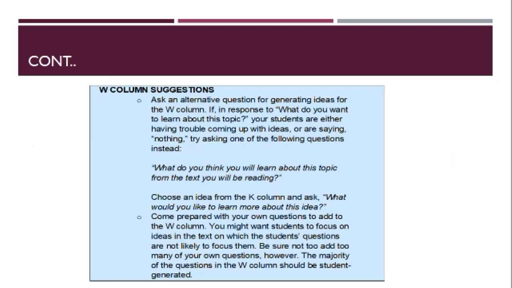Suggestions for the W column: ask alternative questions for generating ideas. If in response to what do you want to learn about this topic, your students are either having trouble coming up with ideas or saying nothing, try asking the following questions. What do you think you will learn about this topic from the text you will be reading? Choose an idea from the K column and ask, what would you like to learn about this idea? Come prepared with your own questions to add to the W column.